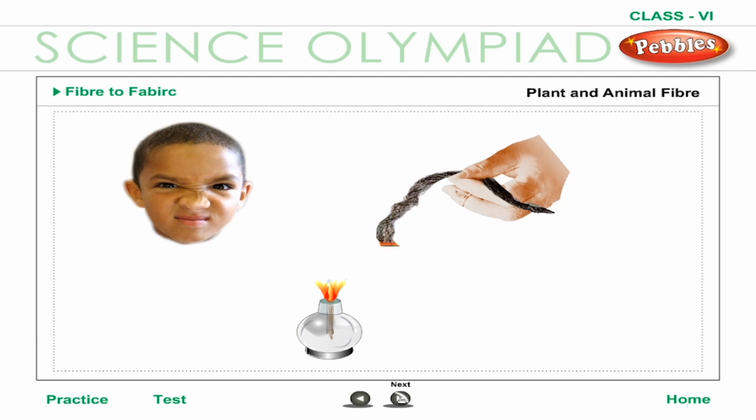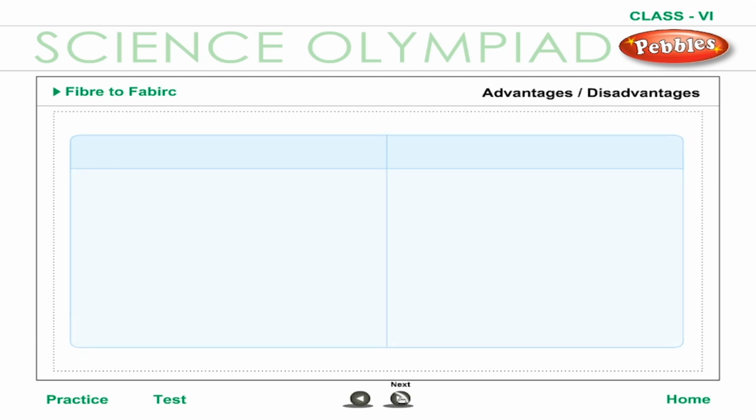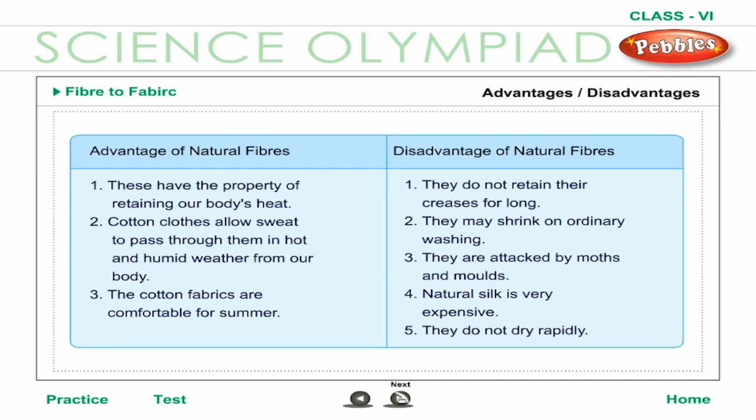The smoke from the wool piece will smell like that of burning eggs or pulses because it is made up of proteins. Advantages and disadvantages of natural fibers. Advantages. These have the property of retaining our body's heat. Disadvantage. They do not retain their creases for long.